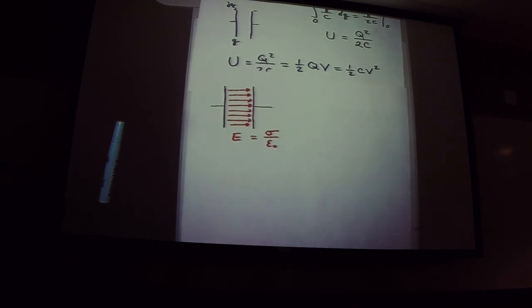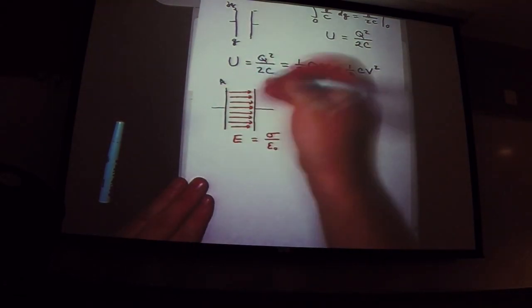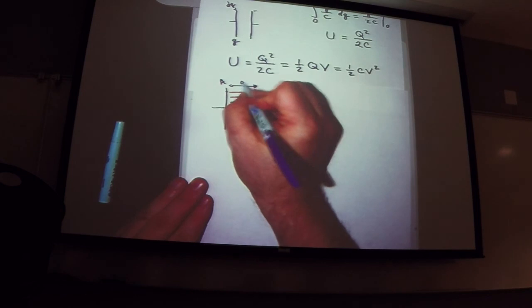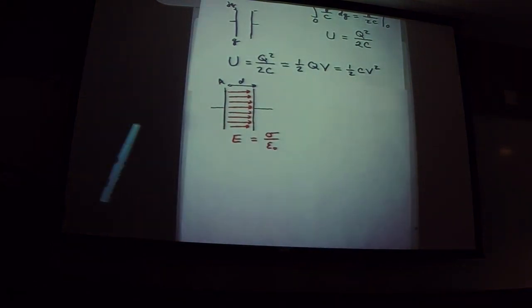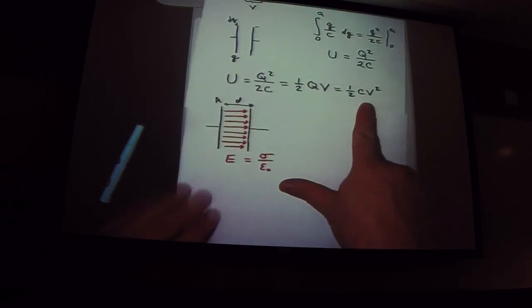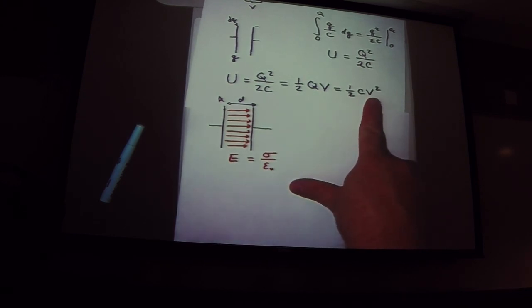Okay, so let's see. So I've got my parallel plate capacitor, and there's area on the plates A, the distance between the plates D. And so I'm going to go back to, let's see, I want to go to this one right here. And the reason why I want to go to this one is because I have my voltage V, I can put in terms of the electric field.